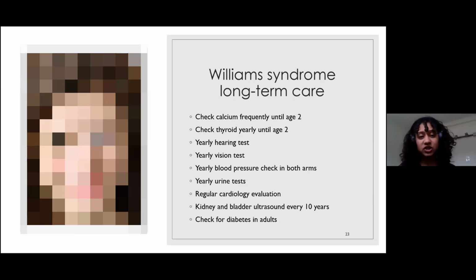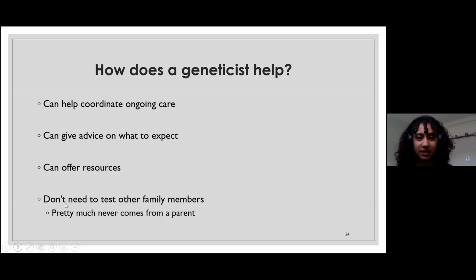And as they get older, we check them for diabetes because that's something that they're more at risk for at a younger age. So again, how can a geneticist help? Just like with 22q, it's a complex condition that different specialists might think really strongly and well about their own organ system that they manage, but geneticists will think about everything that can go with Williams syndrome and can help make sure they're getting all the care they need.